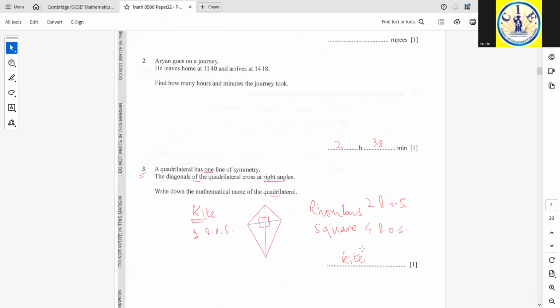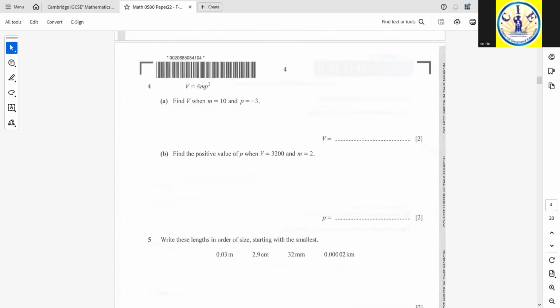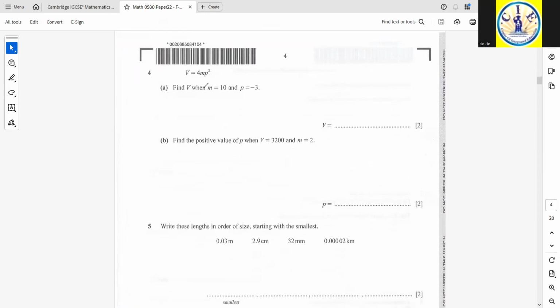Okay, then it is question number 4 now. Find V when M is 10 and P is -3. So replacing these values, V is equal to 4 times 10 times (-3) square. Now here, this is 40 and then square of -3 is +9. So this is 360.